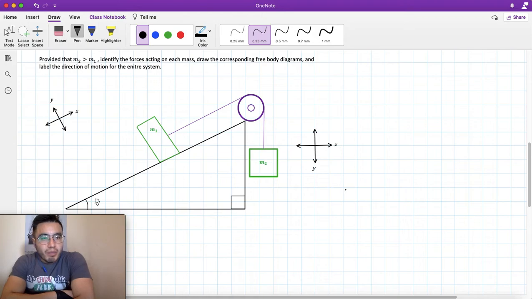It says, provided that mass 2 is greater than mass 1, identify the forces acting on each mass, draw the corresponding free body diagrams, and label the direction of motion for the entire system. In other words, we have to set it up. We have to find the setup for the problem.